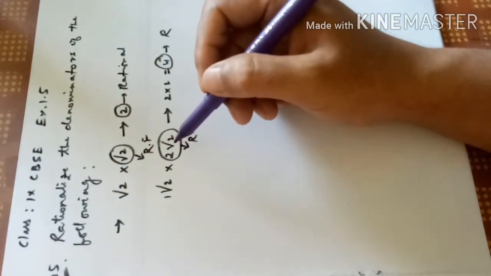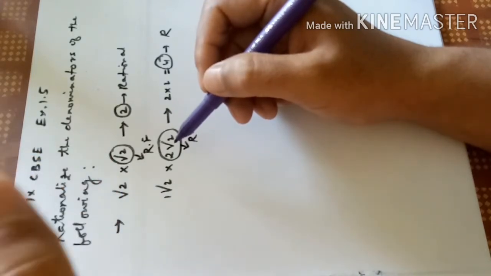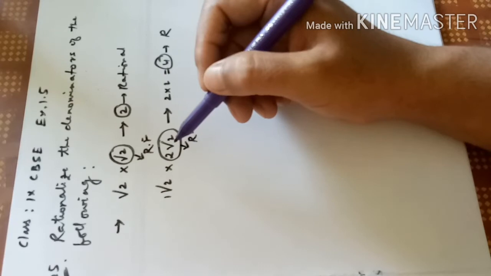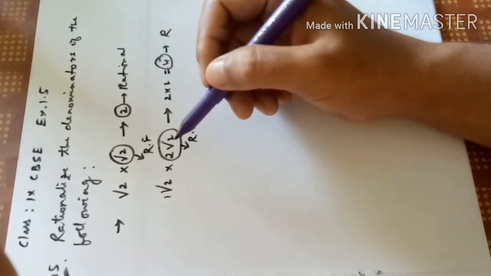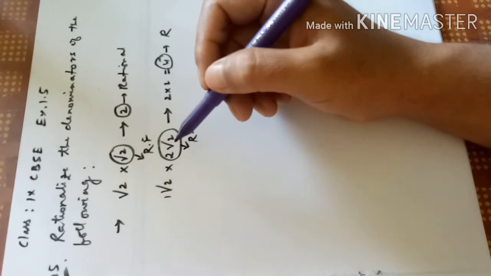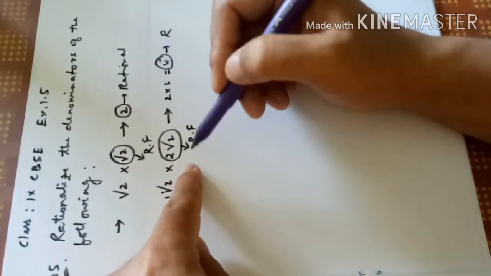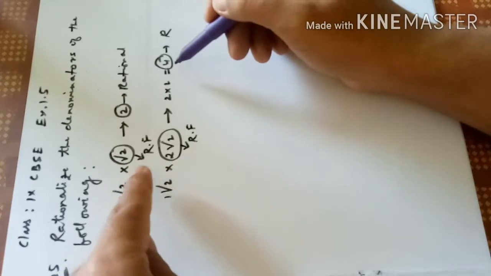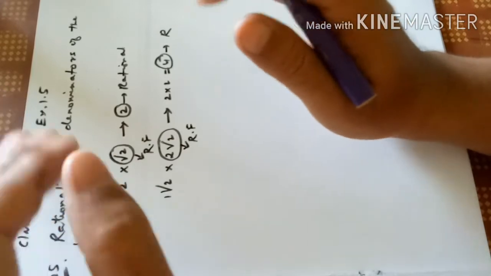From this example we can learn that the rationalizing factor of any irrational number is not unique. You can multiply by any number, but the answer should come rational. But one thing you must keep in mind: when you are rationalizing, always multiply by the simplest rationalizing factor. Multiplying by root 2 is rational, multiplying by 2 root 2 is also rational. Which one is the simplest? Root 2 is the simplest one. So you should multiply by the simplest form of the rationalizing factor.